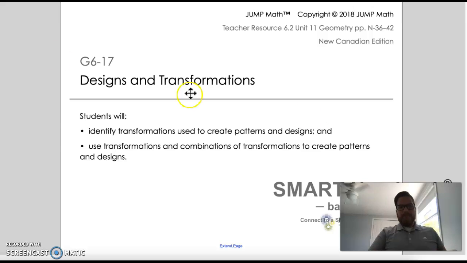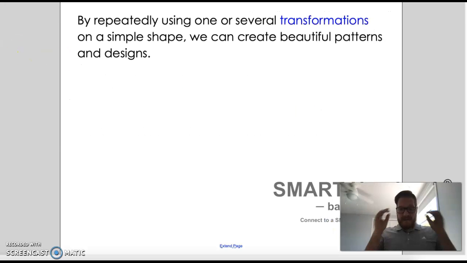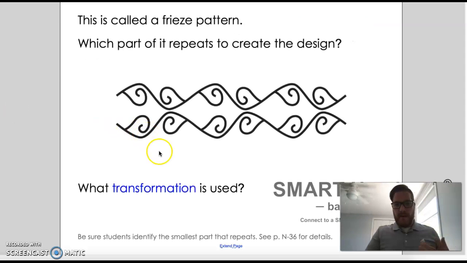And so here's where it kind of starts. It says, by repeatedly using one or several transformations on a simple shape, we can create beautiful patterns and designs. And one of those beautiful patterns and designs is right over here. This is called a frieze pattern. And so the question that we're sort of asked to consider is which part of it actually repeats to create the design.